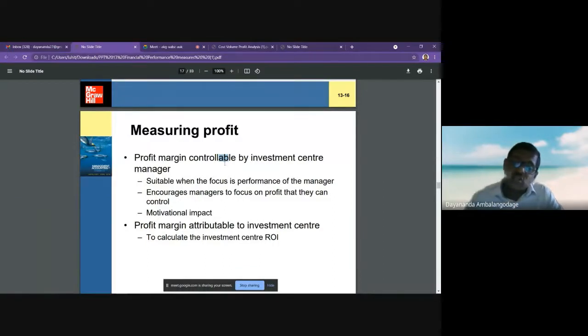On the other hand, you search the building, you negotiate with the building owner. In that case, rent expense is controllable to you. So what I want to communicate to you is that always we take controllable expenses, controllable income. Suitable when the focus is performance: managers are encouraged to focus on profit that they can control. That's the motivational impact. Profit margin attributable to investment center is calculated this way.